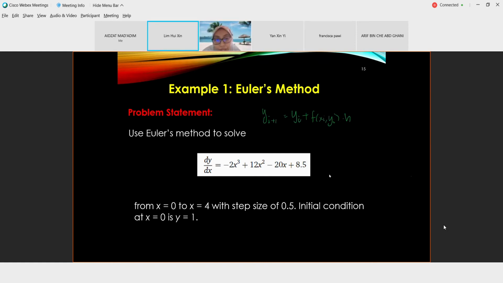Okay, now we will go through example 1 of the Euler method. Based on this equation, dy over dx equals negative 2x to the power of 3 plus 12x to the power of 2 minus 20x plus 8.5. If we see this equation, what kind of value is it actually?